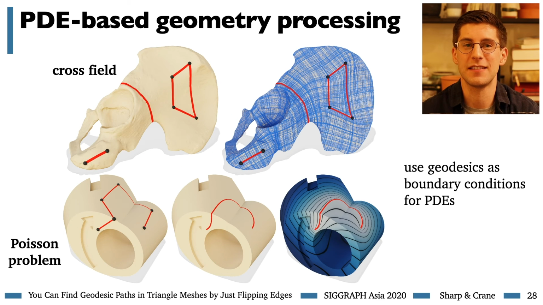This makes it easy to do things like use geodesics as boundary conditions for PDEs, where up top we generate a cross-field aligned to some geodesics, and down below we solve a Poisson problem which takes Dirichlet boundary conditions from a Bezier curve on a surface.